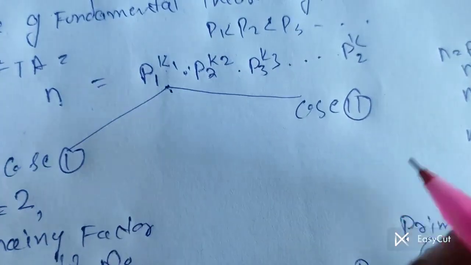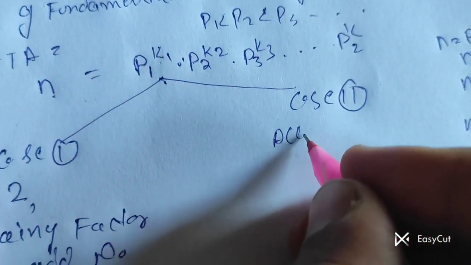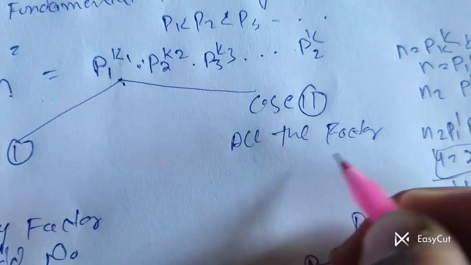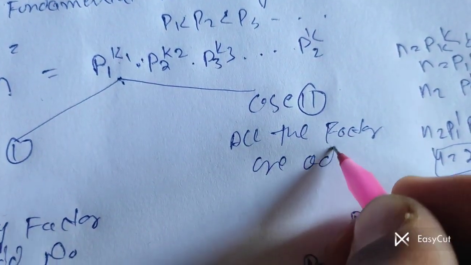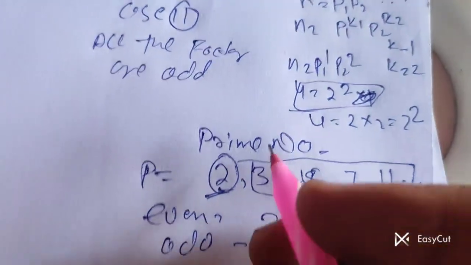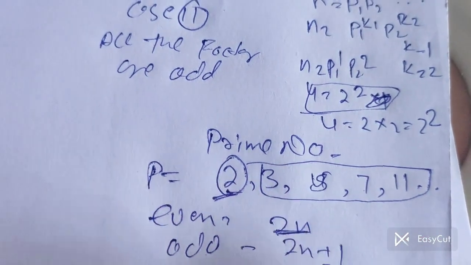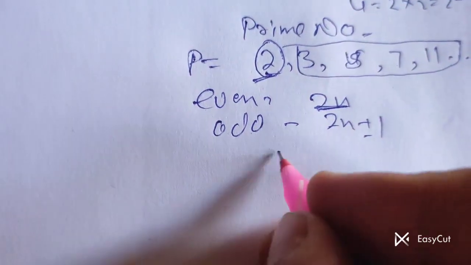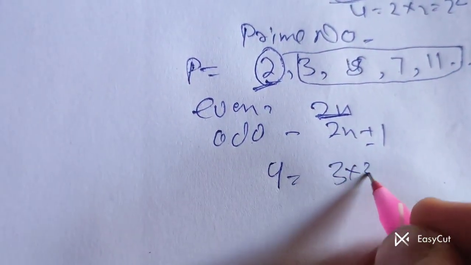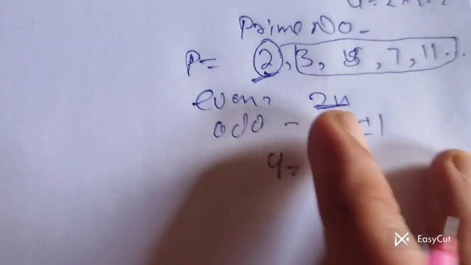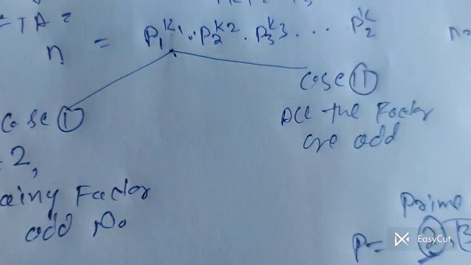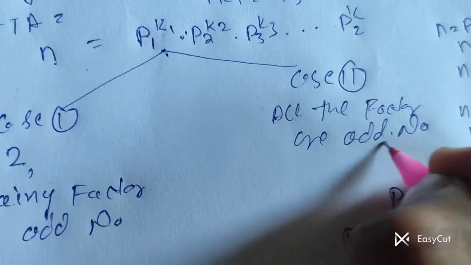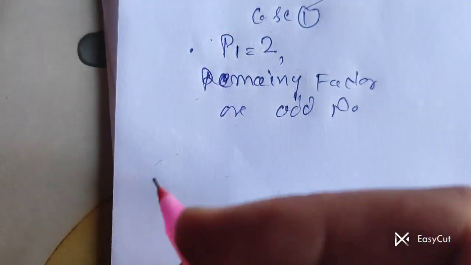And now with case 2, all the factors are odd. That was again case 2, in which the factor 2 is not included, or all factors are odd. For example, say 9. A 9 is a composite number and its factor is 3 times 3, and here there is no 2. So as an example, our n is an integer, and all its factors are odd numbers, no even factors, only odd numbers.